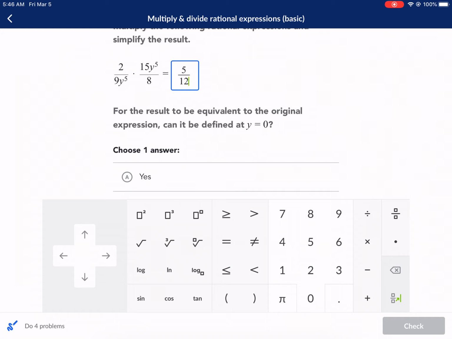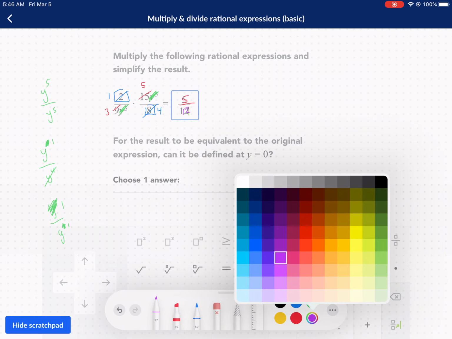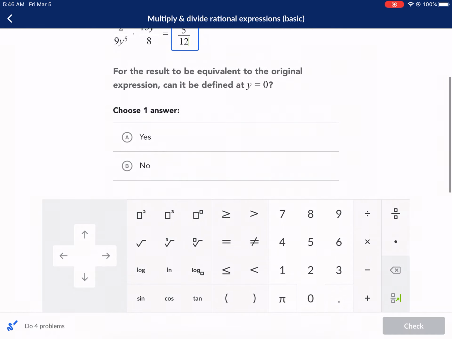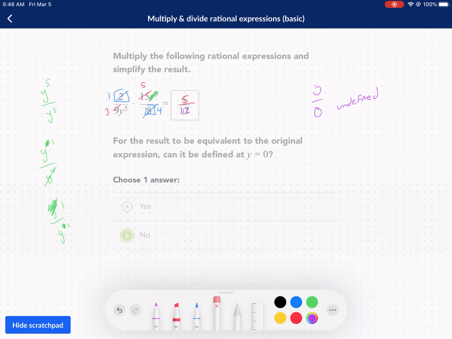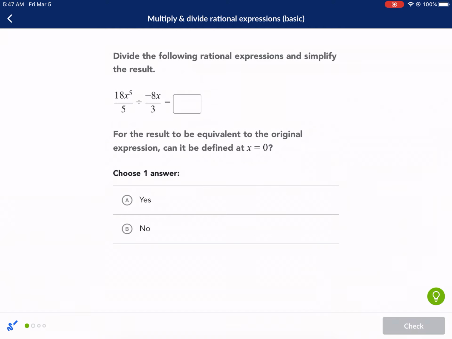So if we plugged in 0 for y, we'd get 0 over 0. That would be undefined because we'd have a 0 in the denominator. So we need to say no, it can't be defined as y equals 0, because if we plugged in 0 for y, we'd have a 0 in the denominator right here. That would be 9 times 0, which is 0. Can't divide by 0, so we don't want that. Let's check it. All right, next question.